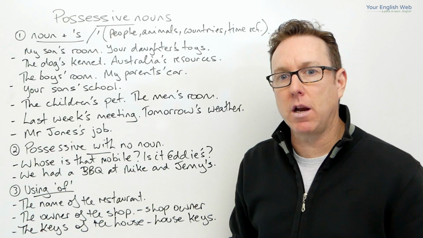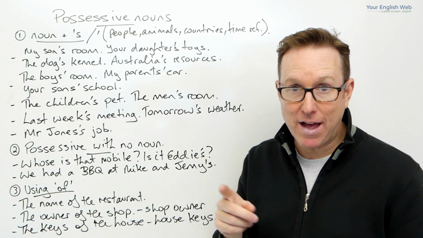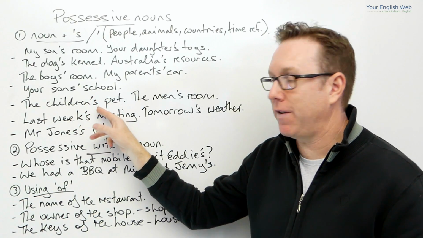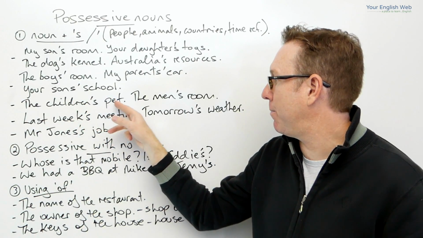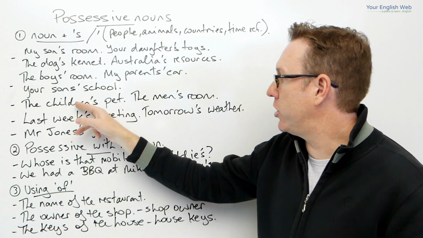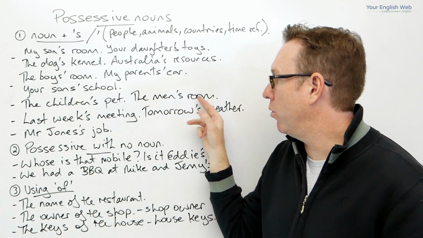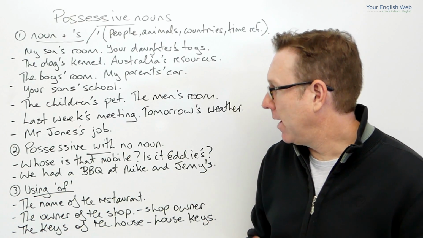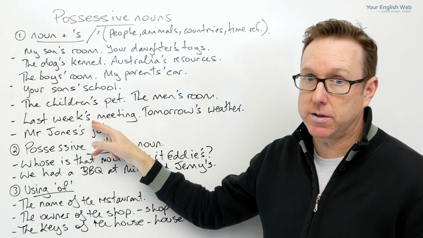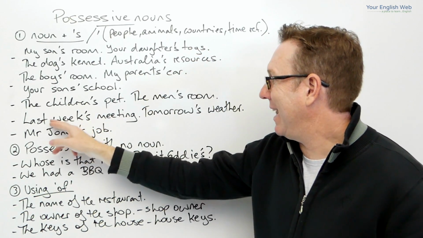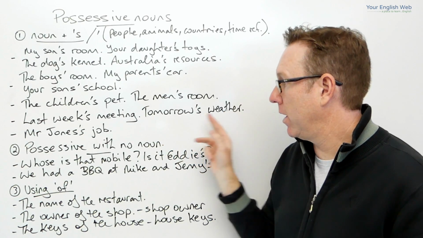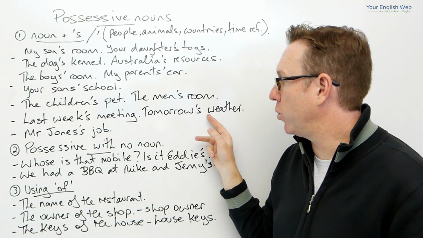Now, with irregular plurals, ones that don't have an S, for example, children or men, we use the apostrophe S structure: the children's pet and the men's room, okay? Now, what else do we need to look at here? Well, time references, okay, mentioned up here as well. Last week's meeting or tomorrow's weather.